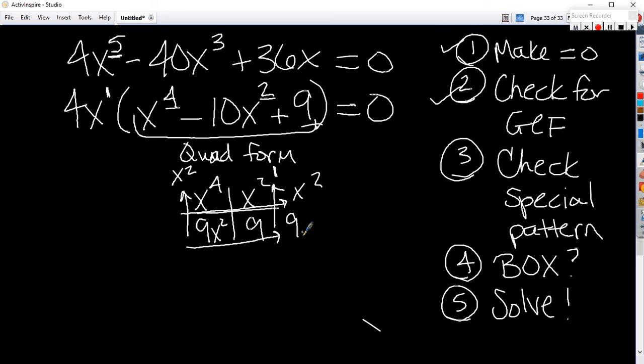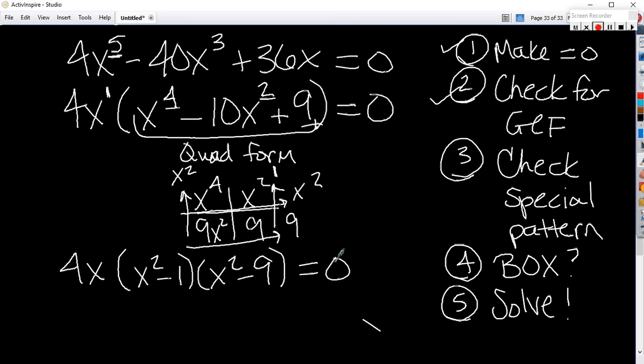What are the signs gonna be? Wait, what was the top one? Minus, minus. So I've got x squared minus 1, x squared minus 9 equals 0.